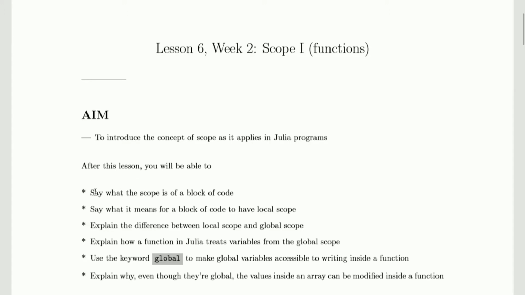So, after this lesson, you'll be able to say what the scope is of a block of code. You'll be able to say what it means for a block of code to have local scope. You'll be able to explain the difference between local scope and global scope. You'll be able to explain how a function in Julia treats variables from the global scope.